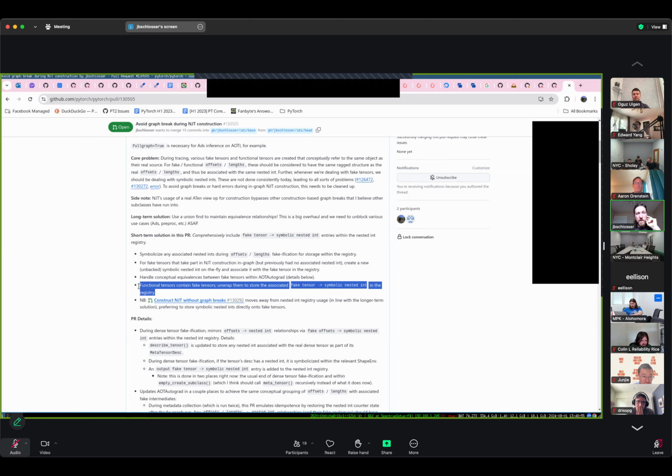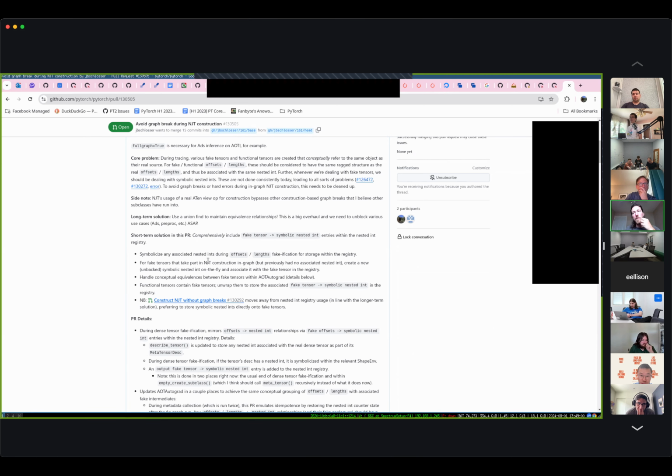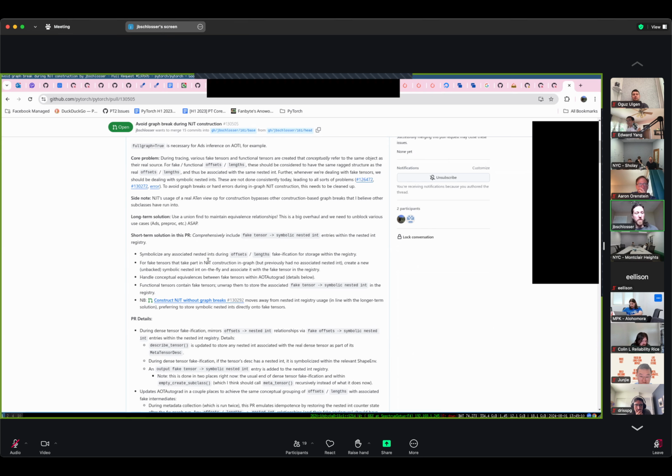Finally, functional tensors always contain fake tensors during tracing, so you can unwrap those, pull out the fake tensor, and store that in the registry as well. Doing this comprehensive overhaul to make sure that all fake tensor to symbolic nested int entries are within the registry seems to fix a lot of the issues that come from doing this inconsistently.